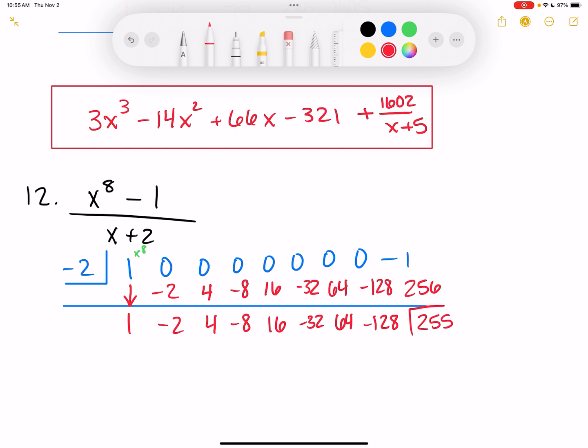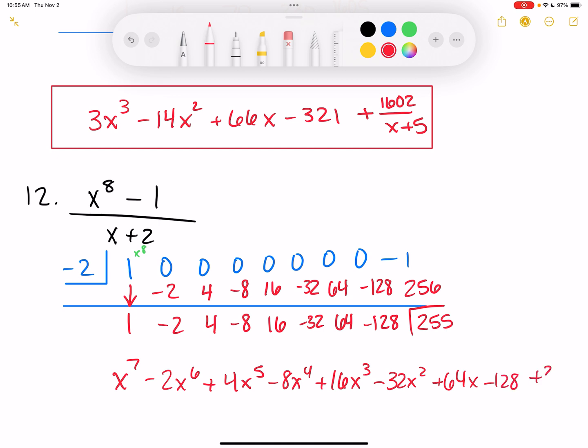So I can tell you what the final answer is. Go for it. x to the 7th minus 2x to the 6th plus 4x to the 5th minus 8x to the 4th plus 16x cubed minus 32x squared plus 64x minus 128 plus 255 over x plus 2. So I went from something so nice and easy to misery.